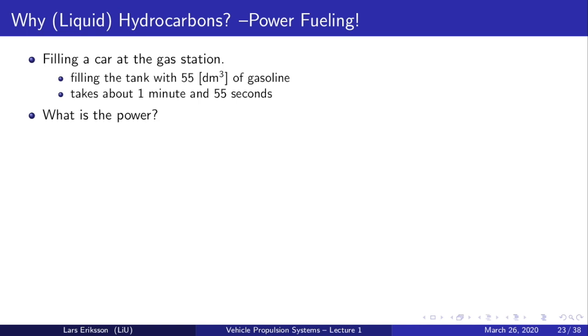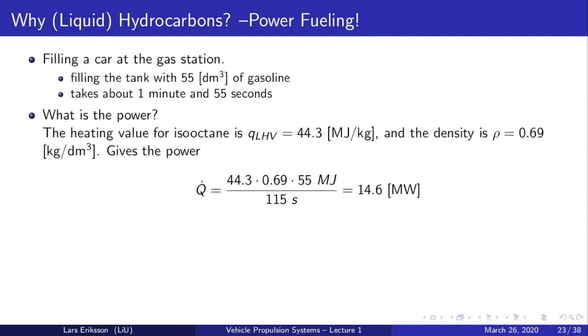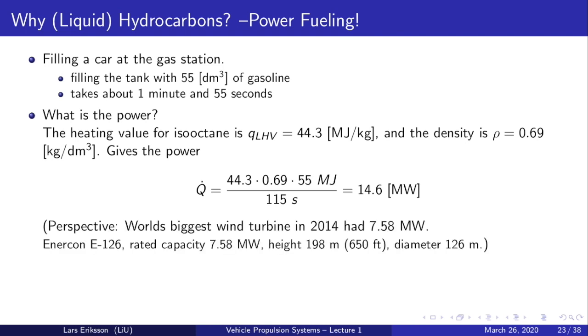That's the power that we're getting into the vehicle. And how big is this power? Well, the heating value is 44.3 megajoules per kilogram, and the density is almost a kilogram per liter. If we just put these together, we get a power of 14.6 megawatts. So the power that flows through the hand while we're fueling the vehicle is 14.6 megawatts for a normal fueling. To put this in perspective, we can look at the world's biggest wind turbine from 2014. At that time, the biggest had 7.58 megawatts. So that would require 2 of these gigantic windmills, running at their rated power, to produce that full power.